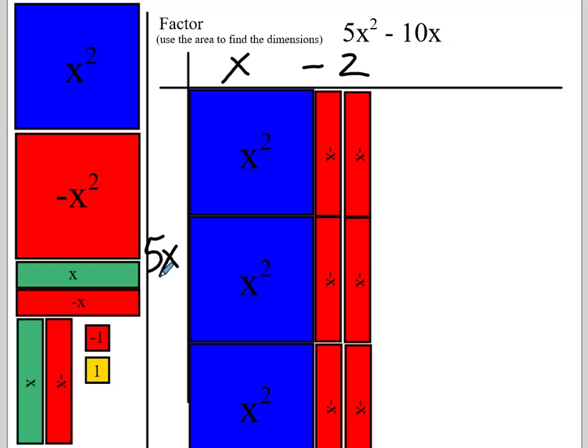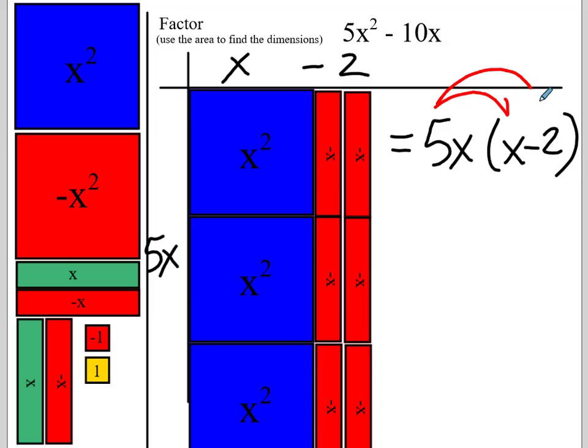And as you get more familiar, you're able to shortcut these pictures and jump to the answers. So here's my 5x, here's my x minus 2. If I do a quick check, 5x times x would be 5x squared. 5x times negative 2 is negative 10x. Okay, so remember, the pictures are just guides. They're just there to help you out.